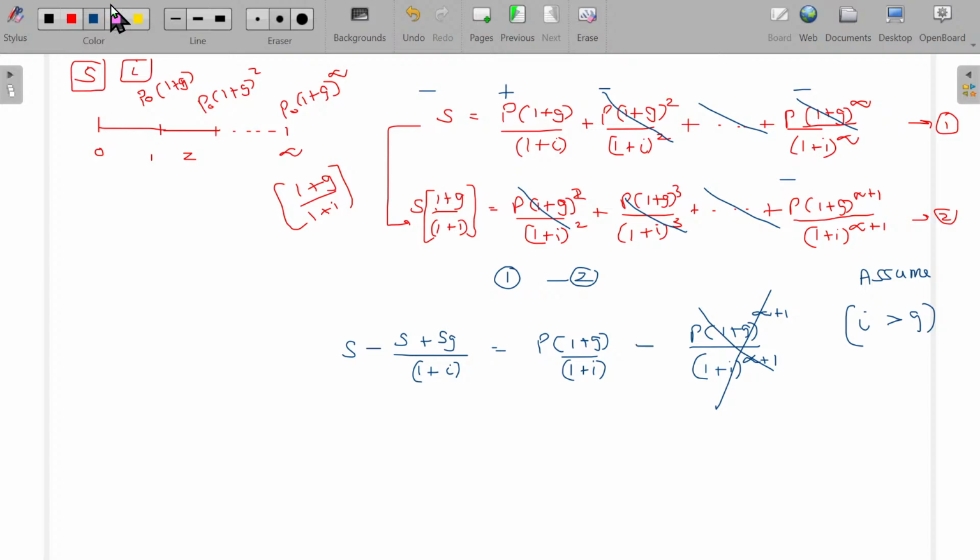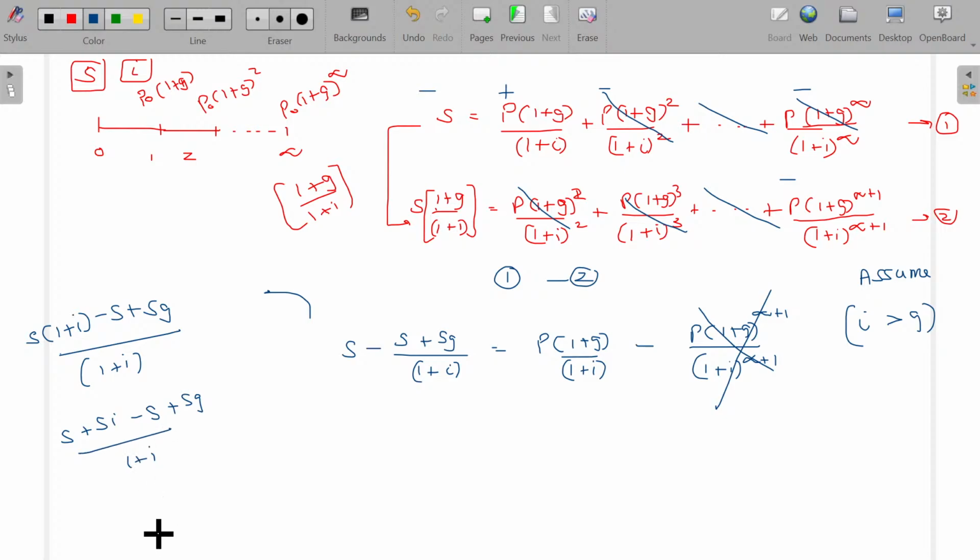Is that okay? Now, I can try to simplify this one. How? 1 plus I can be taken as a denominator. So S into 1 plus I minus S plus SG, or S plus SI minus S plus SG, divided by 1 plus I. Am I right?